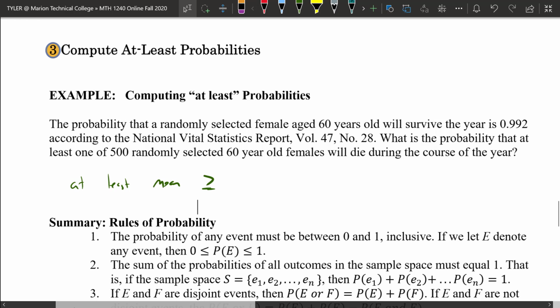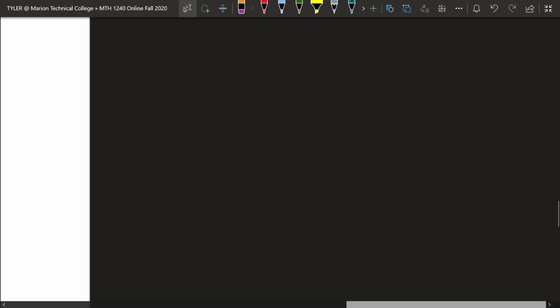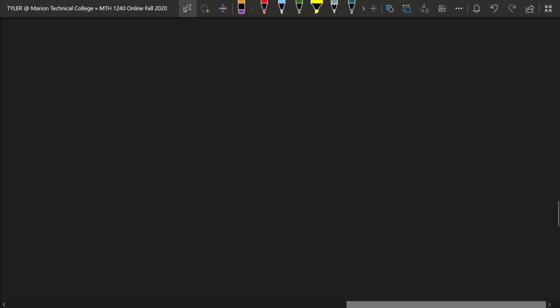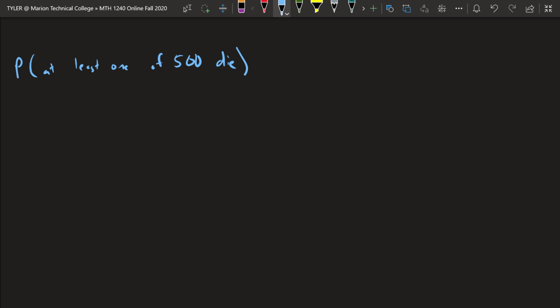So I'm going to come up to the side so I have more room for this. But essentially, when you're trying to find the probability that at least one of the 500 females die, this would be equal to the probability that the first person dies, or the second person dies, or the third person dies, and so forth, all the way until you get to the 500th person.